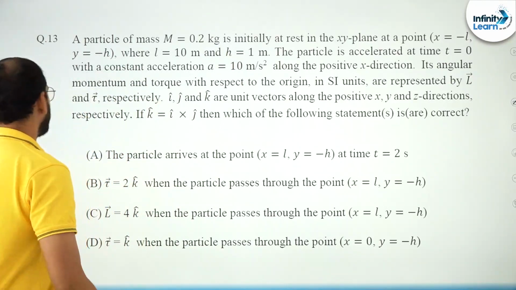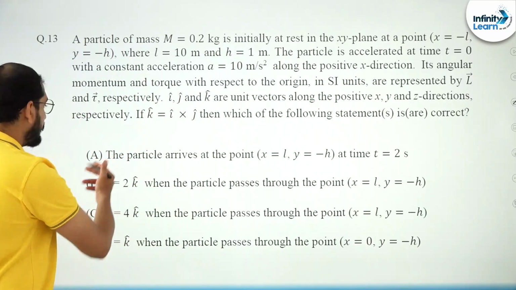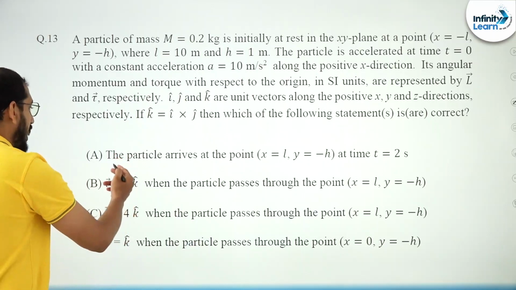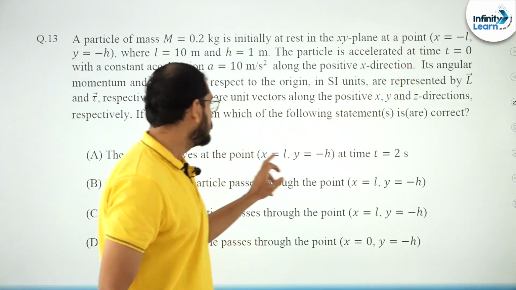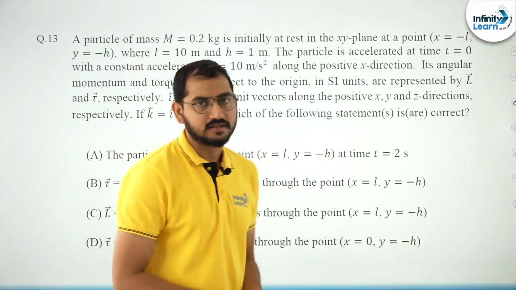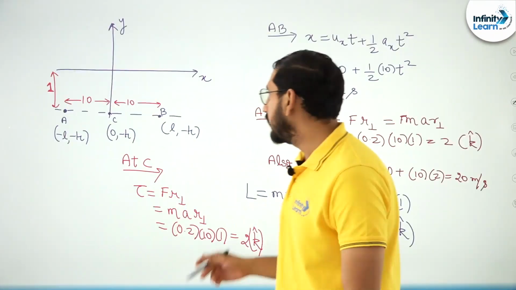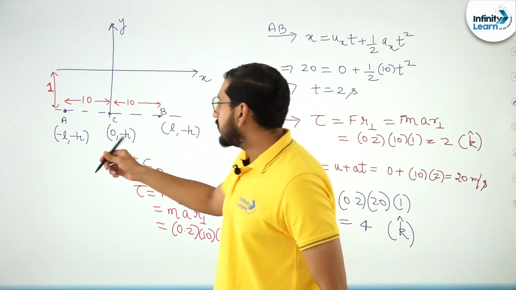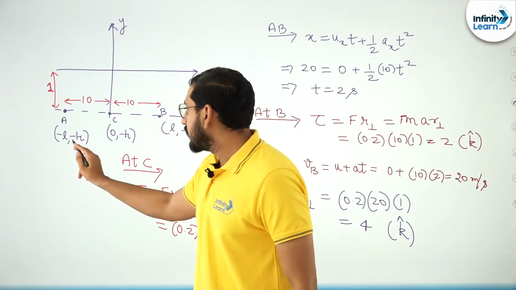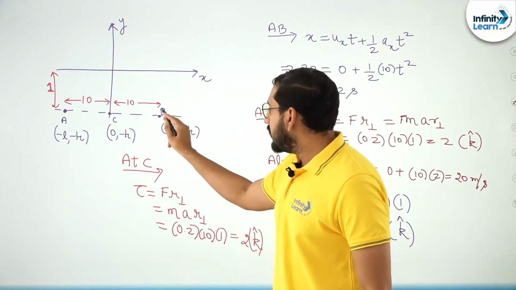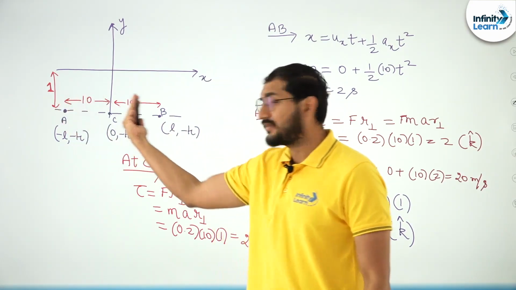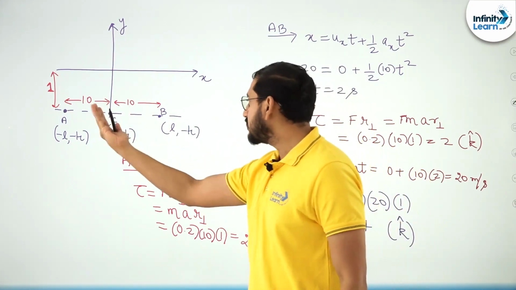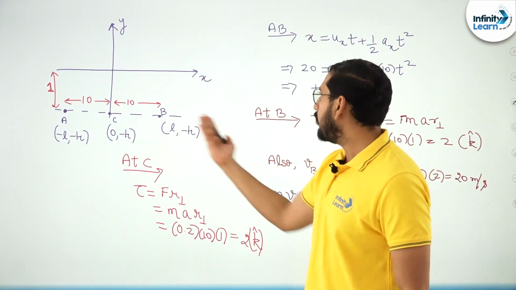All right, so let's go option by option. Option A asks how much time it will take for the particle to go from the starting point to the ending point L comma minus H. If I make a drawing over here, I can see that point A is my starting point, and point B is my final point. So from point A to point B, the particle is going to accelerate linearly, and how much time is it going to take to reach from point A to B?